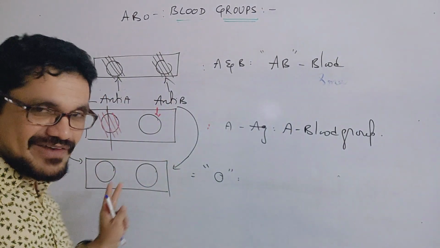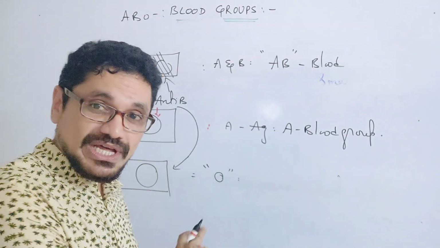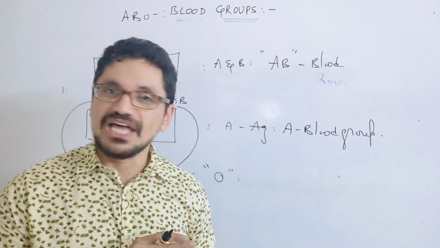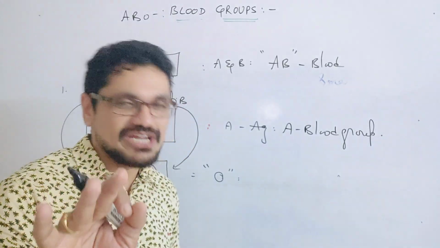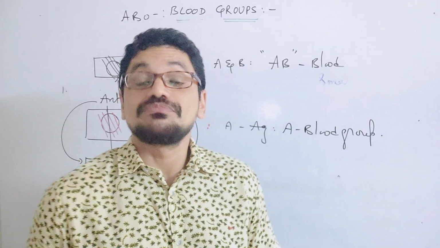So to 1 drop I have added anti-A, to another drop I have added anti-B. No clump forms with both anti-A and anti-B sera, then we can conclude that there are no antigens with reference to ABO, that is O blood group. So that is O blood group.